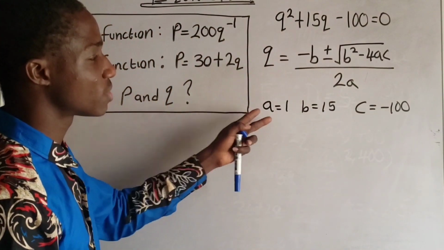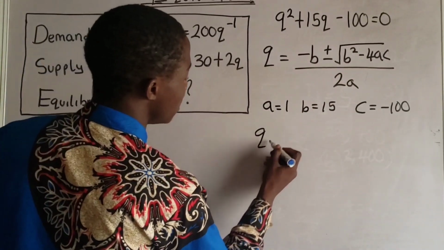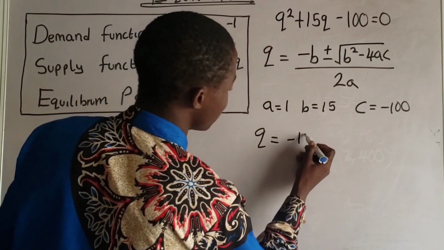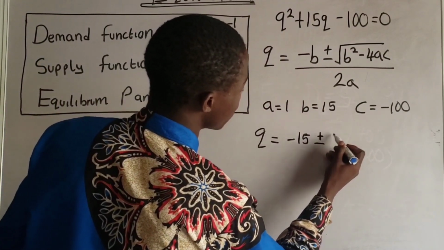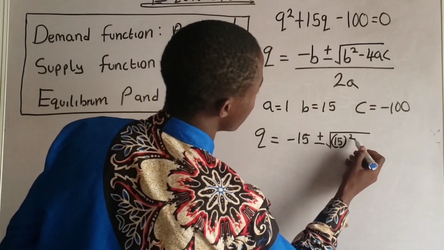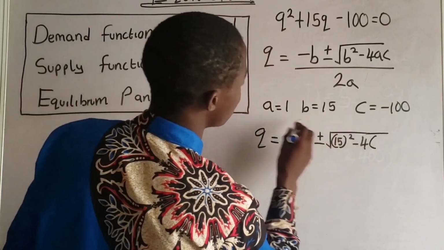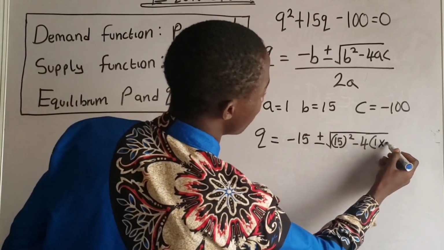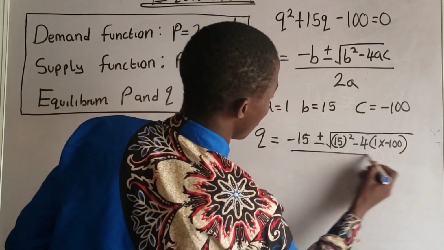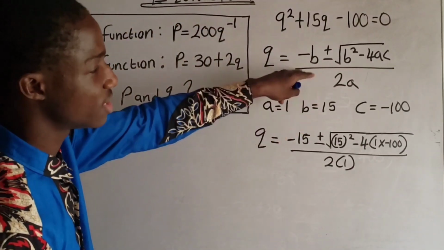The next step is to substitute the values of A, B, and C into this formula and get the value of Q. So I'm going to have Q equals minus B. Don't forget that B is 15. So I'm going to have minus 15 plus or minus square root of 15 squared minus 4 multiplied by A. Don't forget that A is 1, multiplied by C, which is minus 100, all over 2 into bracket 1. Have you seen that? I just substituted the values of A, B, and C into this formula.